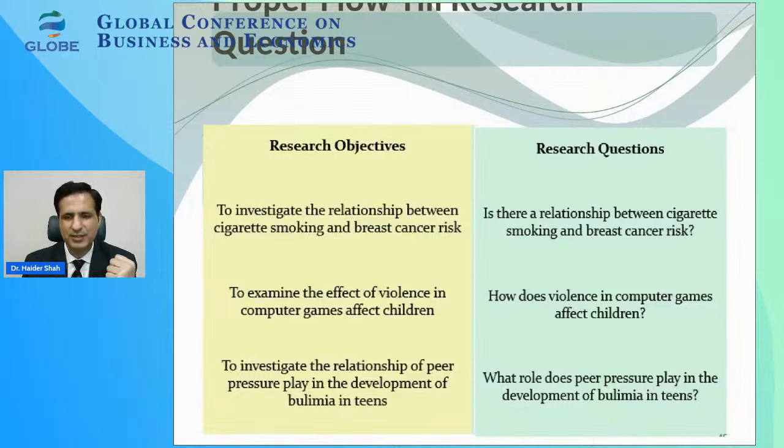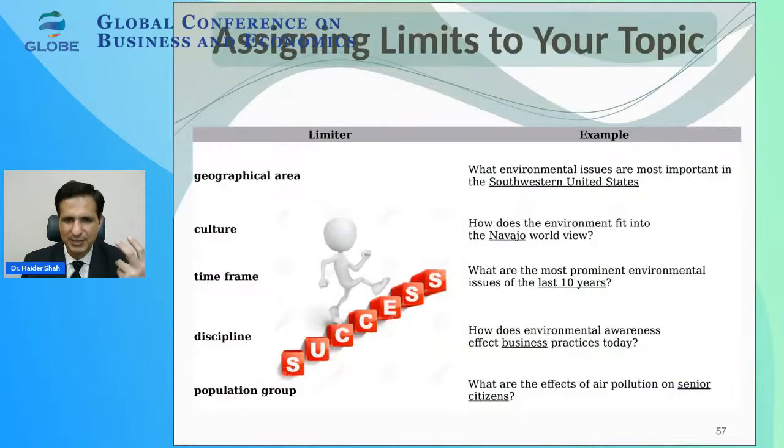And research questions and objectives should be aligned in the same way. For example, to investigate the relationship between cigarette smoking and breast cancer risk. Now that's the objective. So now we have the aligned research question: is there a relationship between cigarette smoking and breast cancer risk? So now you see it is very much aligned with the topic, very much aligned with the problem which we are going to solve. Very clear understanding of the research objective and of the research question. So definitely our research question and objectives are aligned and they will serve each other.